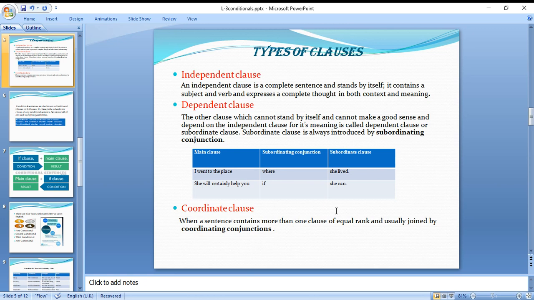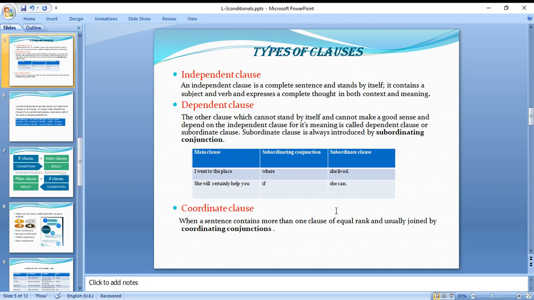In this example, we see the sentence, I went to the place where she lived. Now in this sentence, I went to the place is a main clause or independent clause or principal clause. She lived is a subordinate clause, and before this subordinate clause, we have introduced the subordinating conjunction, that is where. So it is clear that a subordinate clause is always introduced by a subordinating conjunction, and that makes it easy to identify the independent clause or the dependent clause in a sentence.